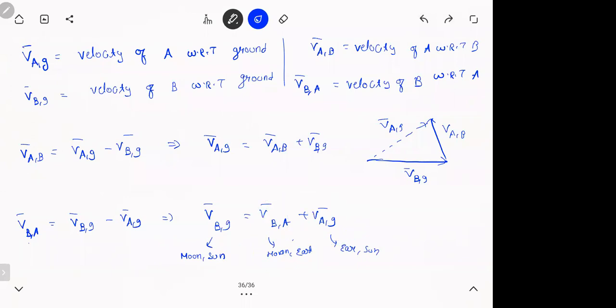Just an example I'm telling you. What is A and B? You can decide like that. B is the moon, G is the sun, and A is the earth. Just an example. So this is VAG, this is VBA, and the result.